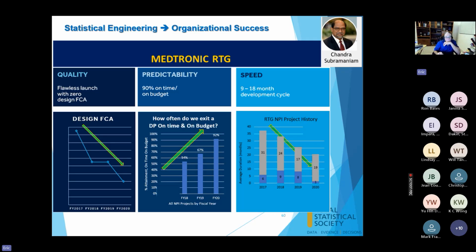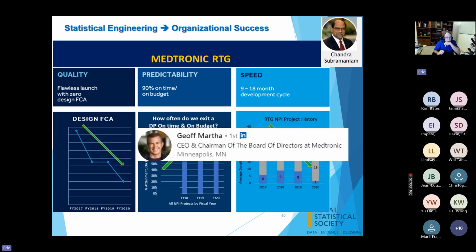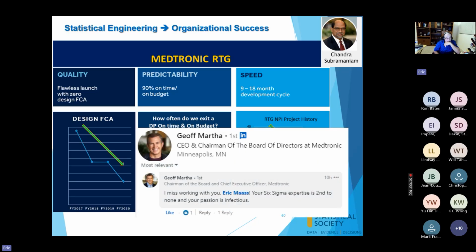And it kind of reflected that the resource therapy group went from being the worst group in terms of its metrics in Medtronic to the best group. And our boss, Jeff Martha, was promoted shortly around the time we retired to CEO. He's currently CEO of Medtronic. And as I retired, he sent me a nice little note on LinkedIn. I miss working with Eric Moss. Your Six Sigma expertise is second to none, and your passion is effective. And I said thank you to him.